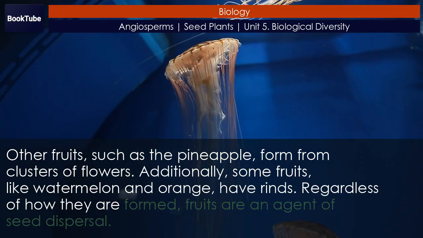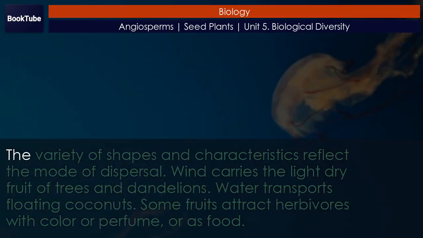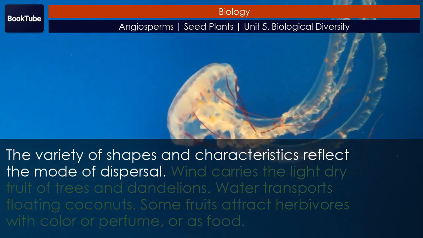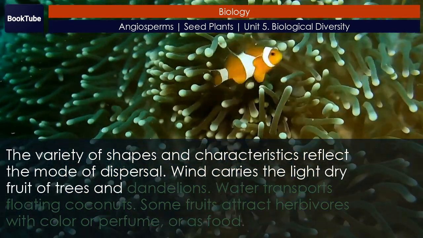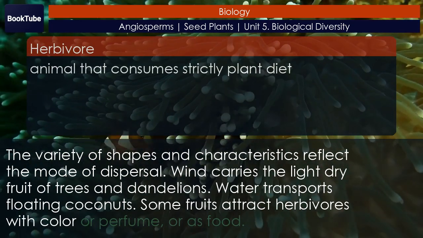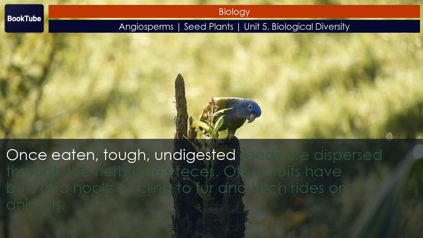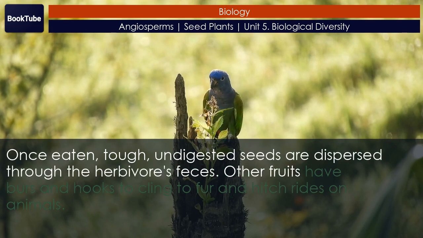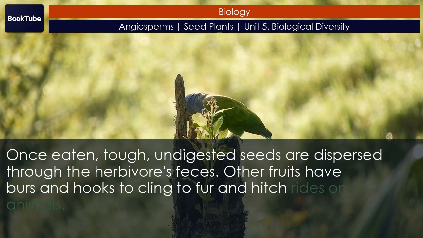Regardless of how they are formed, fruits are an agent of seed dispersal. The variety of shapes and characteristics reflect the mode of dispersal. Wind carries the light dry fruit of trees and dandelions. Water transports floating coconuts. Some fruits attract herbivores with color or perfume, or as food. Once eaten, tough, undigested seeds are dispersed through the herbivore's feces. Other fruits have burrs and hooks to cling to fur and hitch rides on animals.